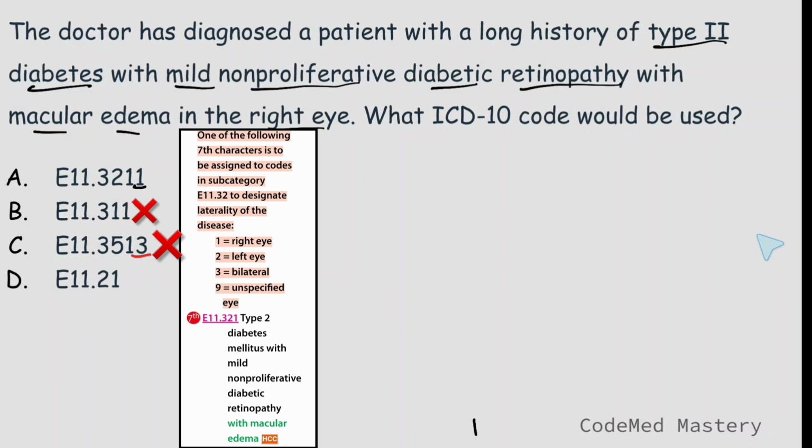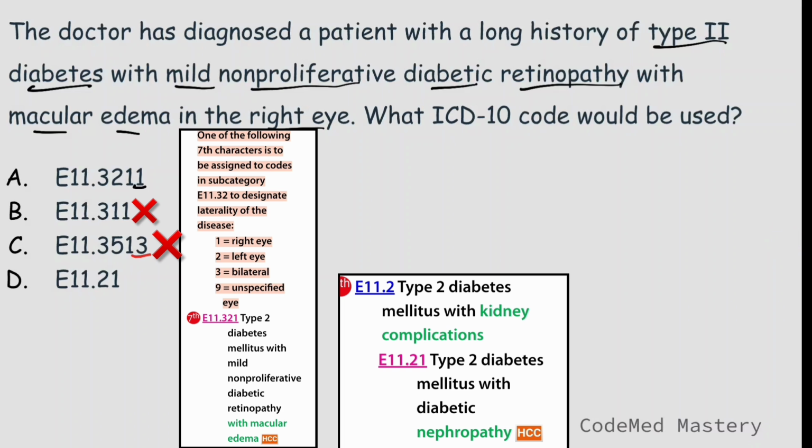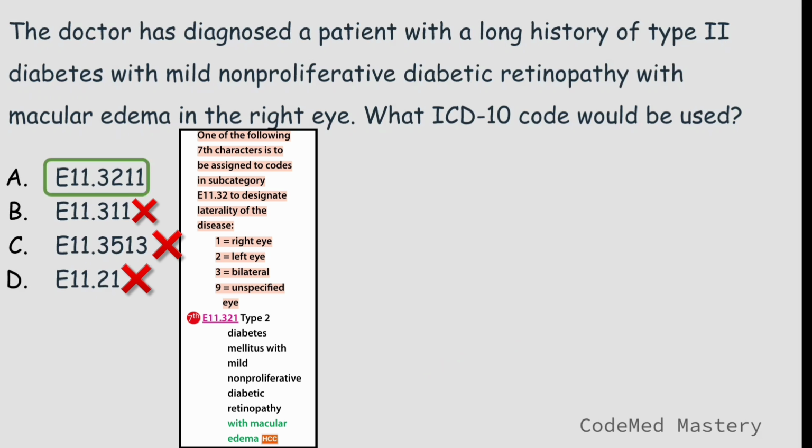Coming to option D, E11.21, that is for type 2 diabetes mellitus with diabetic nephropathy. But in the scenario, they have given diabetic retinopathy, not nephropathy. So eliminate option D. Therefore, option A is the right answer. Let's move on to the next question.